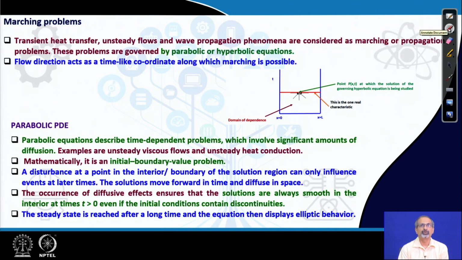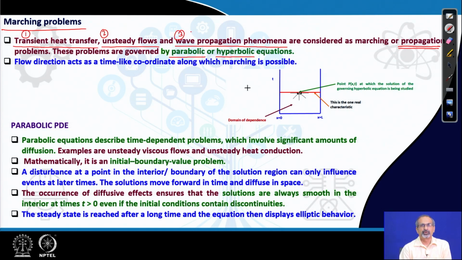Let us move on to the next category, which we are calling the marching problems. Which kind of problems come under this category? Transient heat transfer, that means unsteady heat transfer. Any kind of unsteady flow, that means time dependent flow, and wave propagation phenomena are considered marching or propagation problems. And what are the partial differential equations which help us to model them? Of course, you can now guess the remaining two: parabolic and hyperbolic equations both fall in this category.